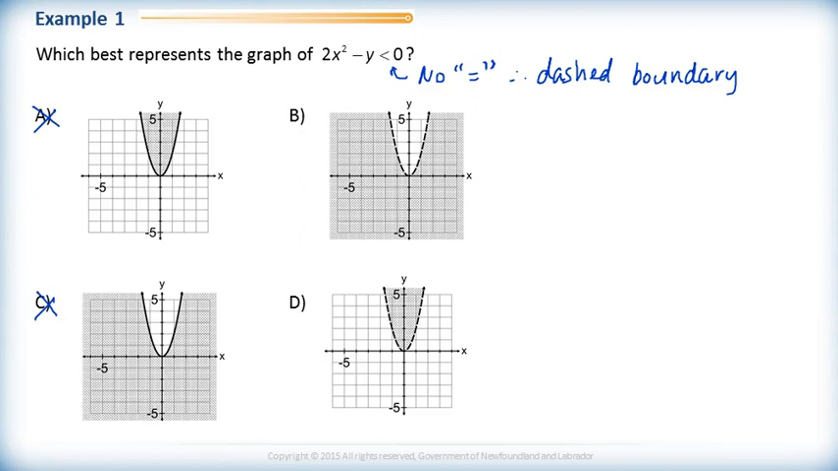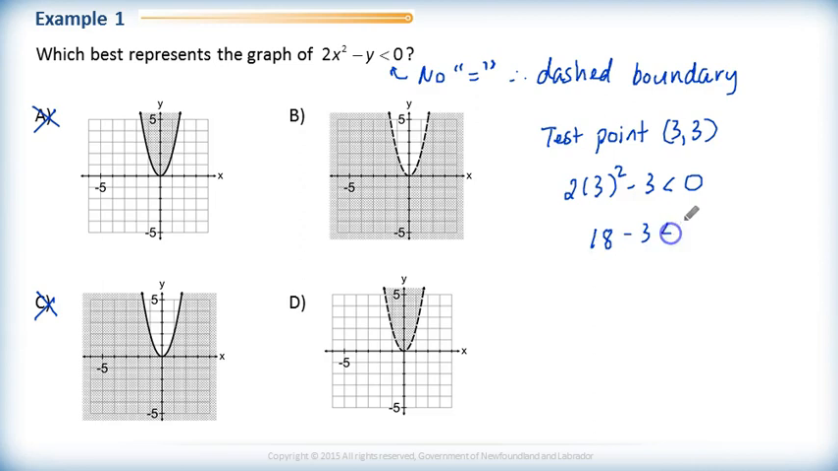Let's try (0, 0). Well, (0, 0) is not going to do us much good this time, so let's try something else like (3, 3). We've got 2 times 3 squared minus 3 is supposed to be less than 0. That gives us 9 times 2, that's 18, minus 3 is less than 0, 15 less than 0, that's false. So (3, 3) is not in the shaded region in option D. So D is our correct answer.